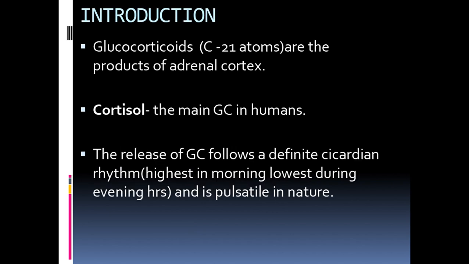You all know that glucocorticoids, with 21 carbon atoms, are the products of the adrenal cortex, and cortisol is the main glucocorticoid in humans. The release of glucocorticoids follows a definite circadian rhythm, highest in the morning, lowest during evening hours, and is pulsatile in nature.